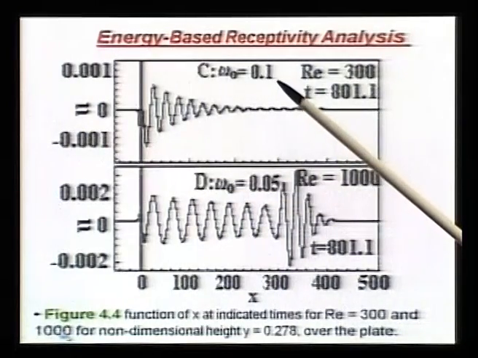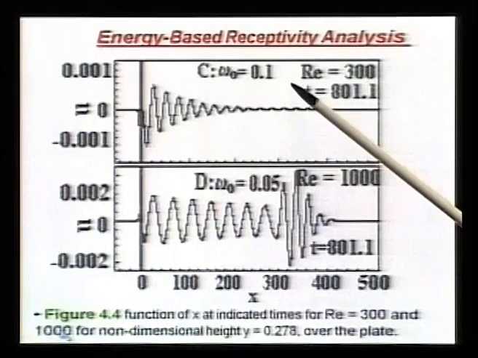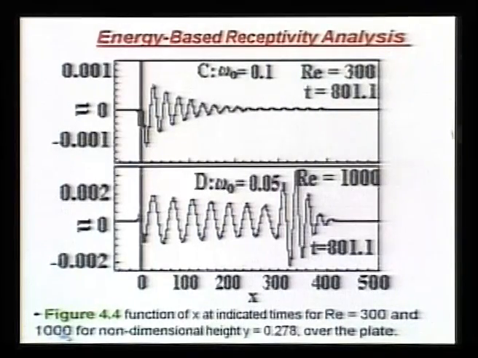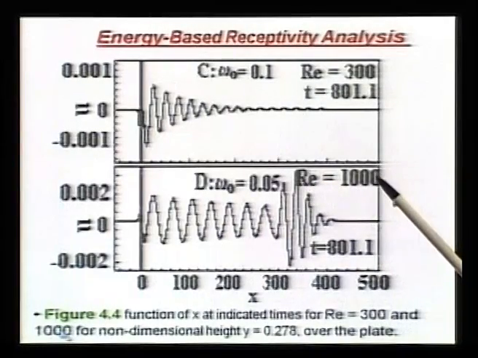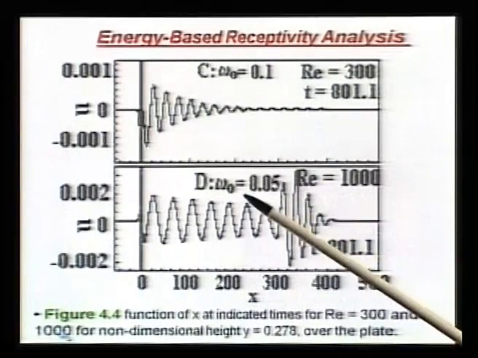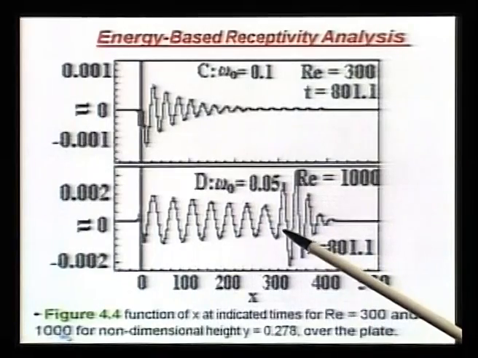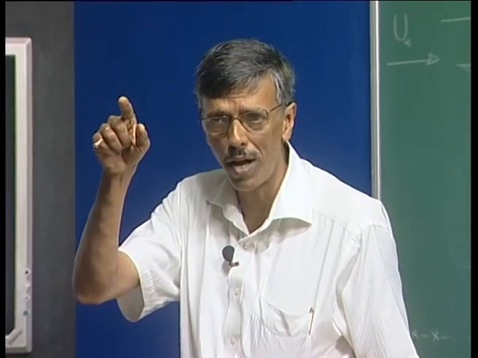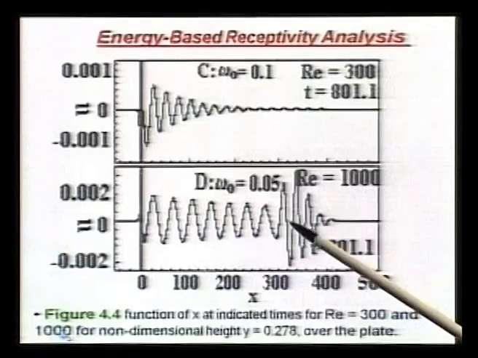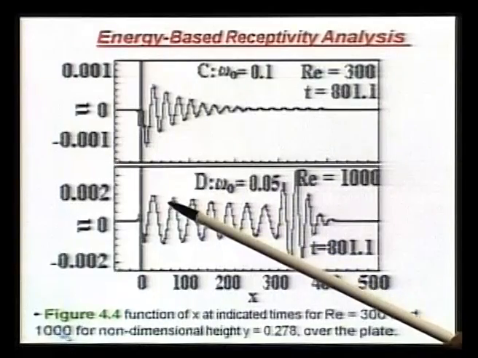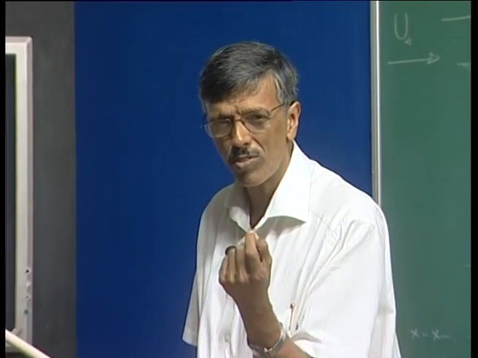So, for C, the omega naught is kept the same, but the Reynolds number is lowered, and for point D, the Reynolds number is kept the same, but omega has been reduced to 0.05. See, A corresponded to 0.1, B corresponded to 0.15, D corresponds to 0.05. Okay? And here what you could see is that this is very close to the neutral curve.